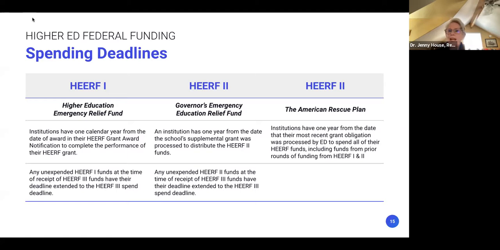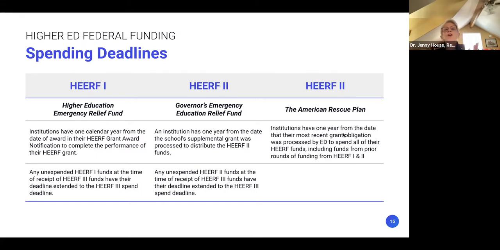Because it was March 27th, 2020, then December 2020, then March 2021. So you can see that that's overlapping within a year. Technically, they want you to spend all your CARES Act money before you do the CRRSA, before you do the American Rescue Plan. So it's all going to be overlapping over that time.